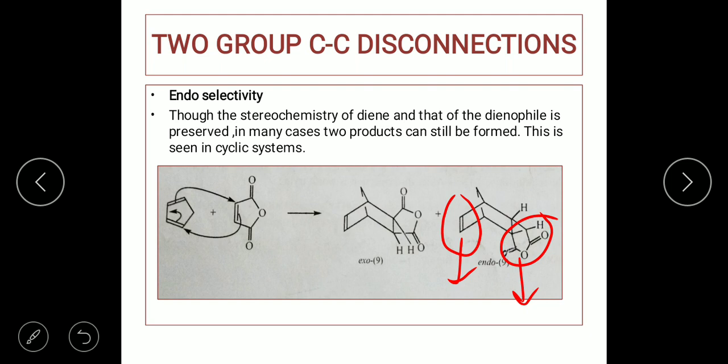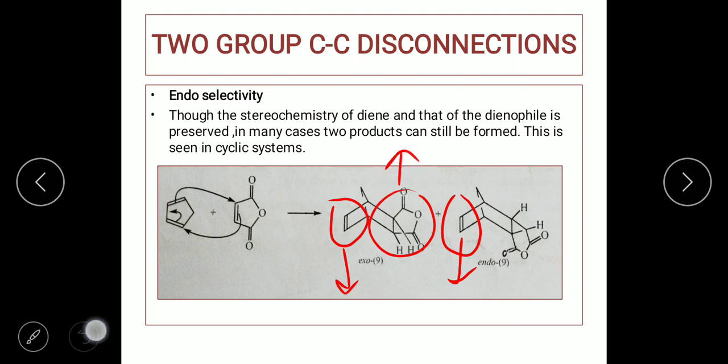We use endo and exo because these terms are used whenever you are dealing with bridged head cyclic systems. So in other words, endo is also called syn isomerism, whereas the exo, since the double bond and substituents are facing in opposite directions, is also called anti isomerism.